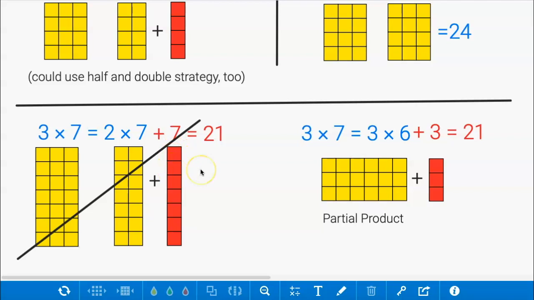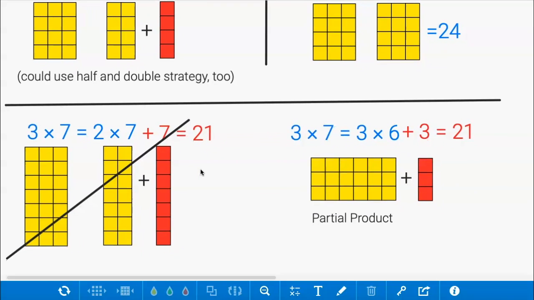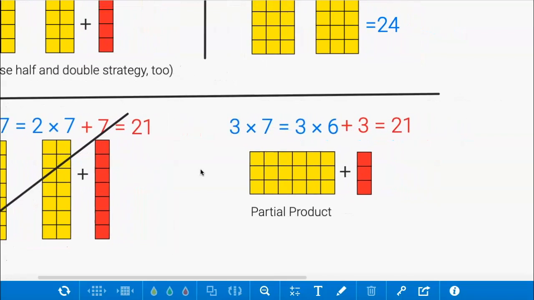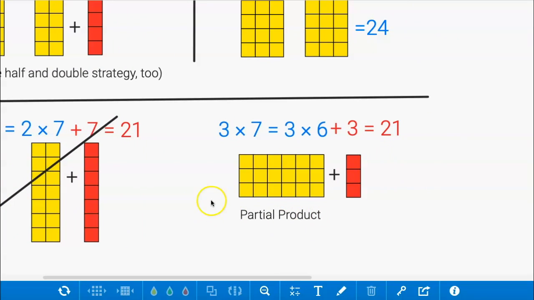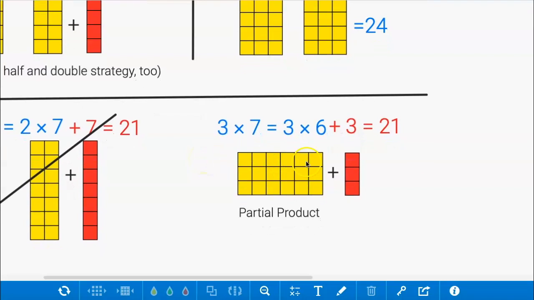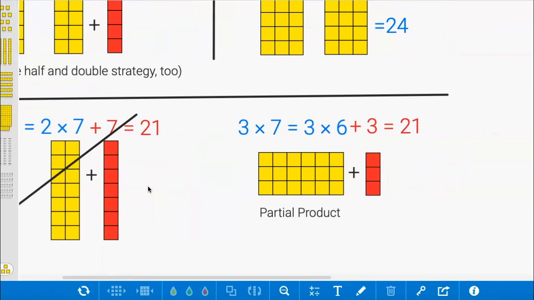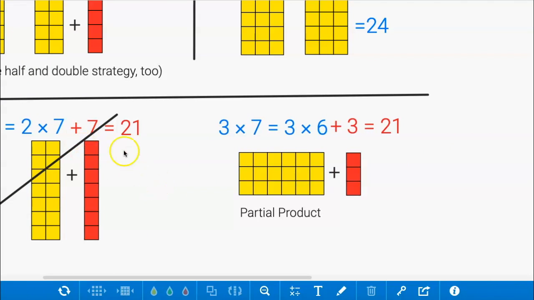So instead of doing doubles plus one more fact for 3 times 7, we're going to take a look at the partial product strategy. And this is where we can take 3 7 times and break it up. We can do 3 6 times, which we know from up above is 18, and then we can add one more group of 3 to make 7 3's all together to make 21. It's a lot easier to add 3 to 18 than it is over here to add 7 to 14.